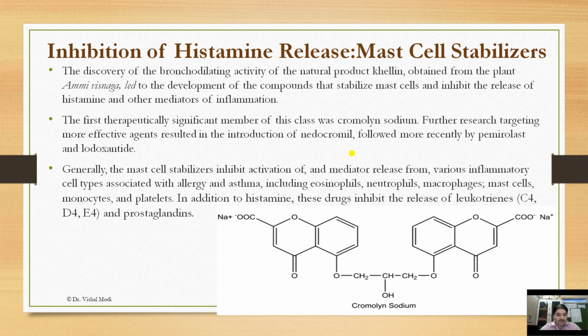Generally, mast cell stabilizers inhibit activation of and mediator release from various inflammatory cell types associated with allergy and asthma, including eosinophils, neutrophils, macrophages, mast cells, monocytes, and platelets. In addition to histamine, these drugs inhibit the release of leukotrienes and prostaglandins. Okay, so that's why they are under the category of inhibition of histamine release and mast cell stabilizers.